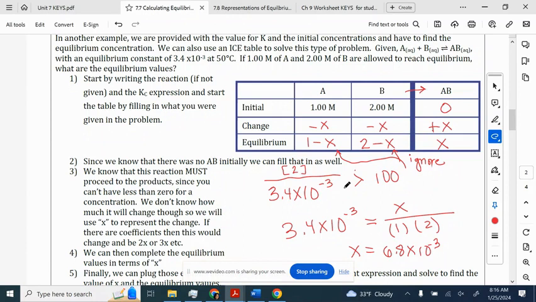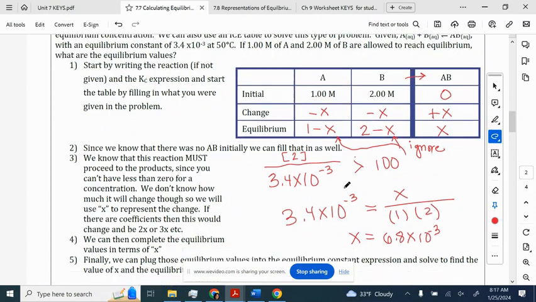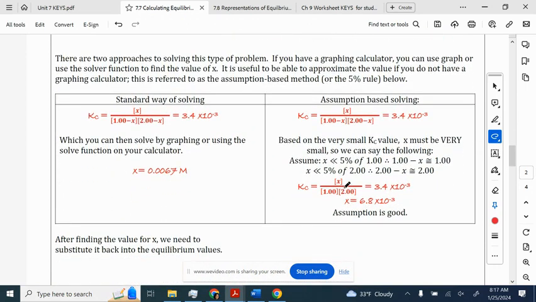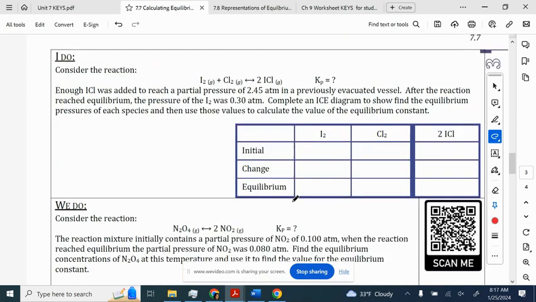Is my algebra making sense to you? How about the concepts and the thought process? Some of this you just got to practice a little bit. Okay, so that's the mathy part of that. All right, let's do a couple more.